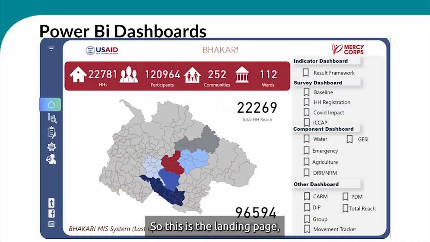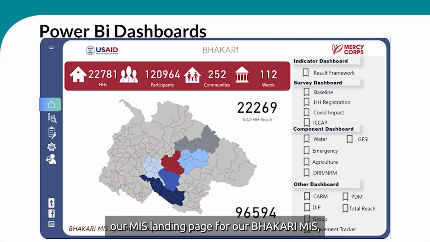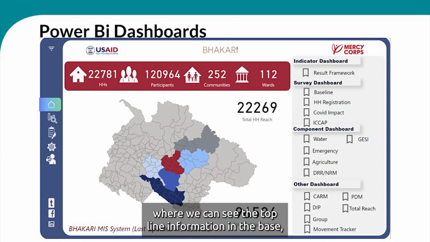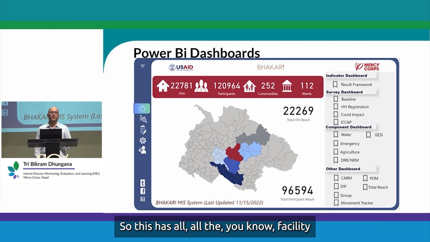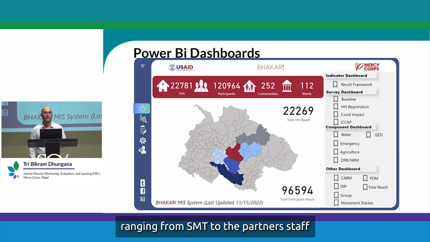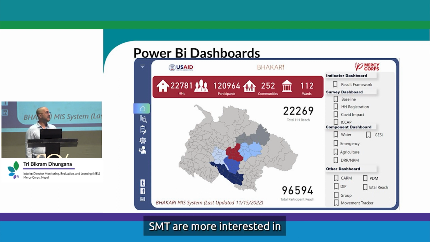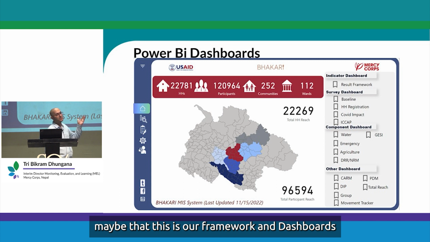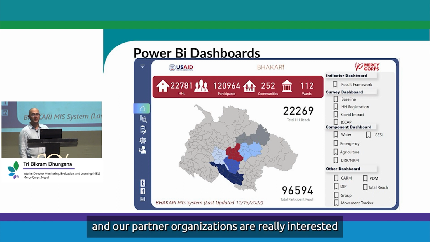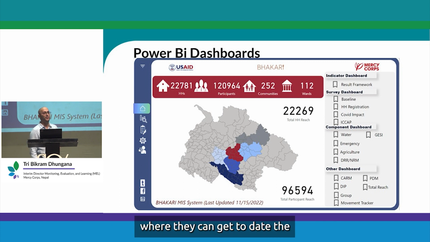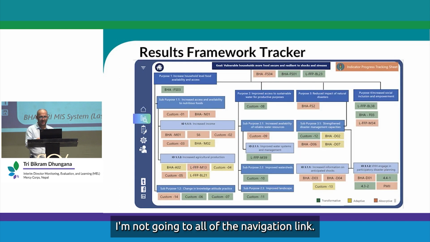It is integrated. So this is the landing page, or landing MIS page, for BHAKARI MIS, where we can see the top line information in the page, and on the right-hand side we can see the navigation, like indicator dashboard, survey dashboard, component dashboard, and other dashboards. So this has all the facility for providing information ranging from SMT to the partner staff. SMT are more interested in maybe this resolve framework and survey dashboard, whereas component leads and technical staff are more focused on this component dashboard. And our partner organizations are really interested in the other dashboard where they can get day-to-day activity records and progress.